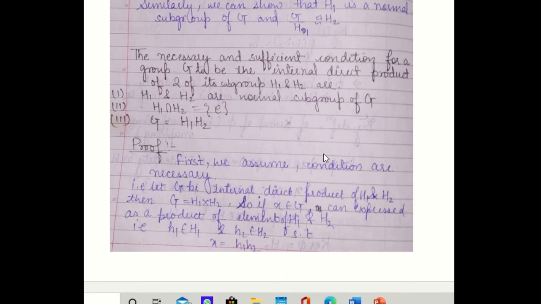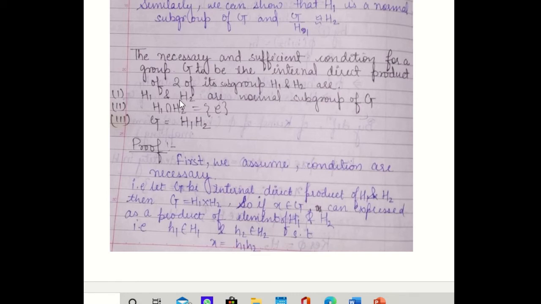Now we are going to show the next theorem, which is the definition of internal direct product, which says that the necessary and sufficient condition for a group G to be an internal direct product of two of its subgroups H1 and H2. I have already told you these properties of the definition.